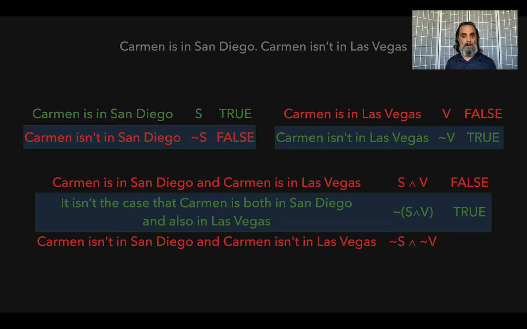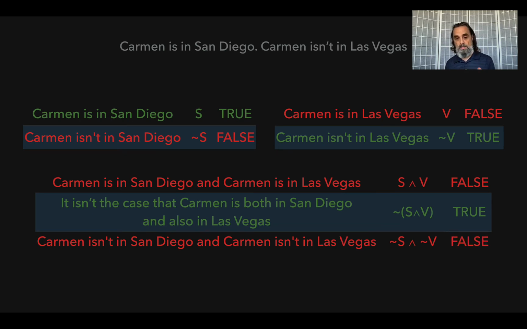But what about not S and not V? Well, not V we said is true, so the right part of that conjunction is true. But not S, no, that's not true, right? S is true. She's in San Diego. So when we say she's not in San Diego, that sentence says something false. So this conjunction, its left piece, not S, is false. So that's a conjunction with a false piece, and therefore it's false.